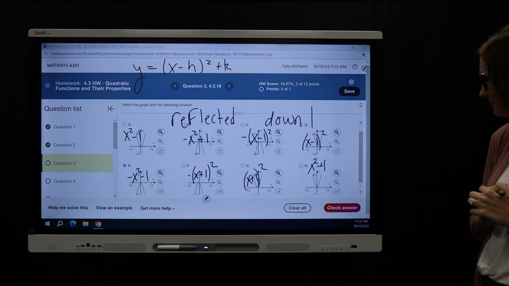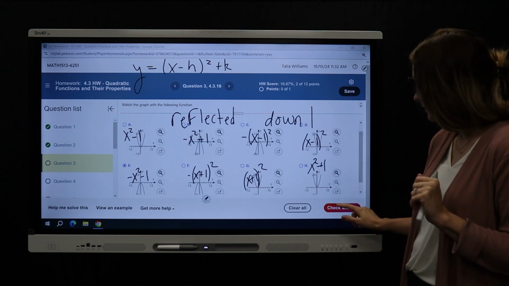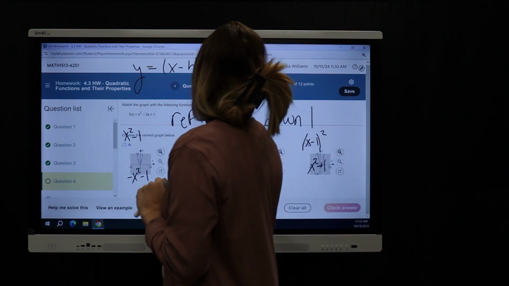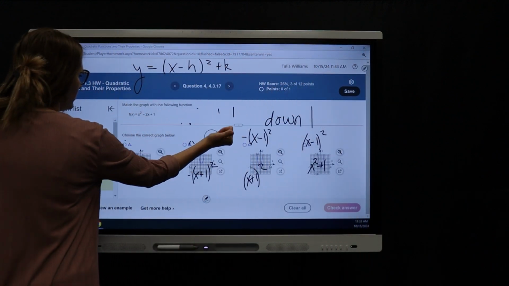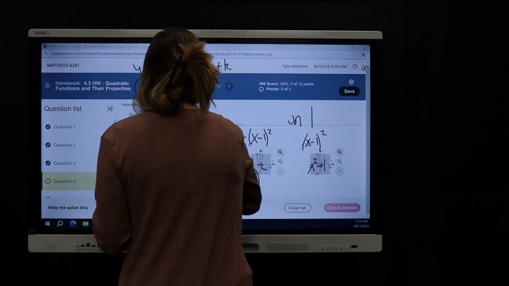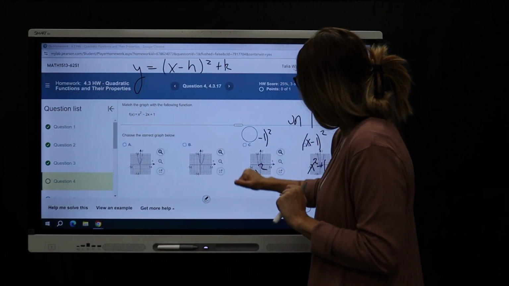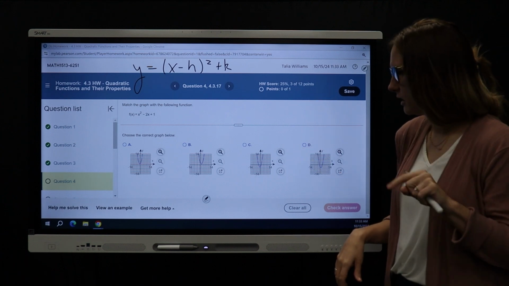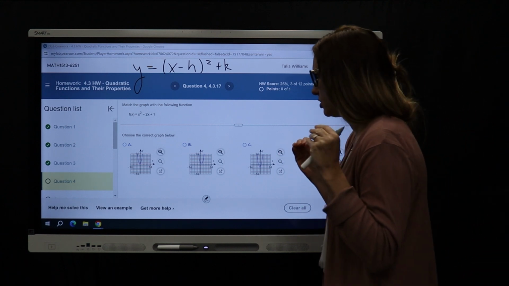That's a lot, but reflected and down 1. If you can look at that and tell me each of those and be able to do it though, you know what you're doing. So if you print that out and practice with it, you'd be in good shape.